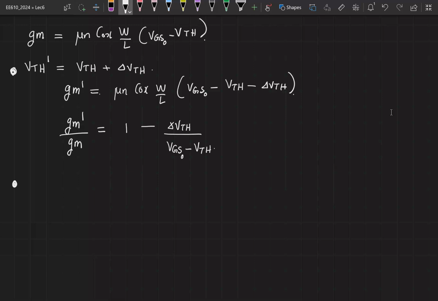What happens if your mu and COX changes? So this is your current factor, Kn is mu and COX. Now if this becomes a new value Kn dash, can you quickly tell me what happens to GM dash by GM?